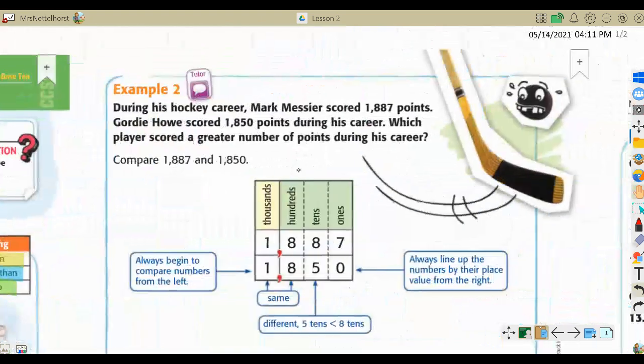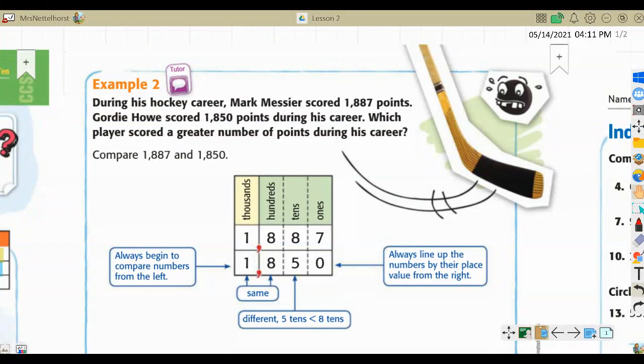During his hockey career, Mark Messier, I assume that's how you say his name, scored 1,887 points. Gordie Howe scored 1,850 points during his career. Which player scored a greater number of points during his career? So they put both numbers in here.